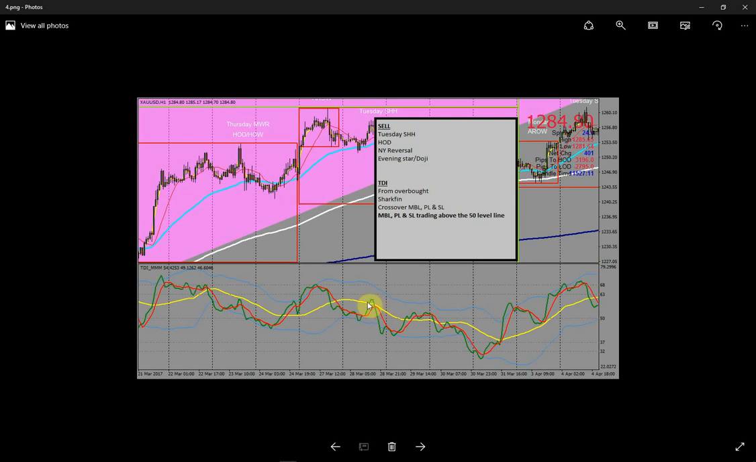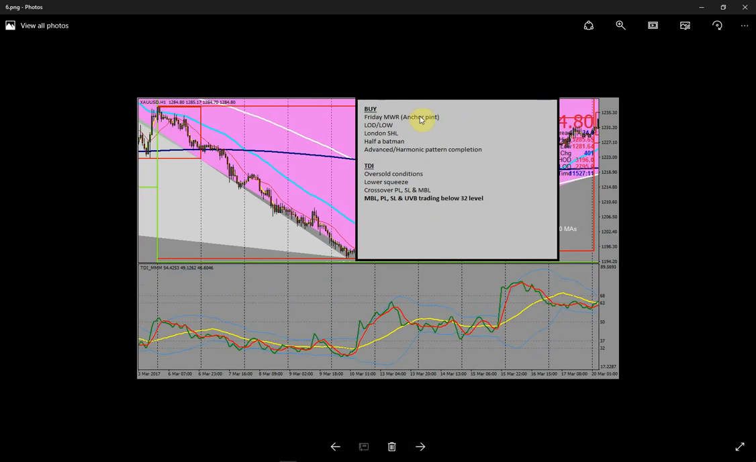Right now, let's go to TDI. So what do we have on TDI? We have what we call a lower squeeze, and we also have oversold conditions. For me, this is extremely oversold because the price line, the market baseline, and the signal lines, and both the volatility bands are really squeezed below or just near that 32, 37, and 32 support line. So for me, that's a huge red flag.